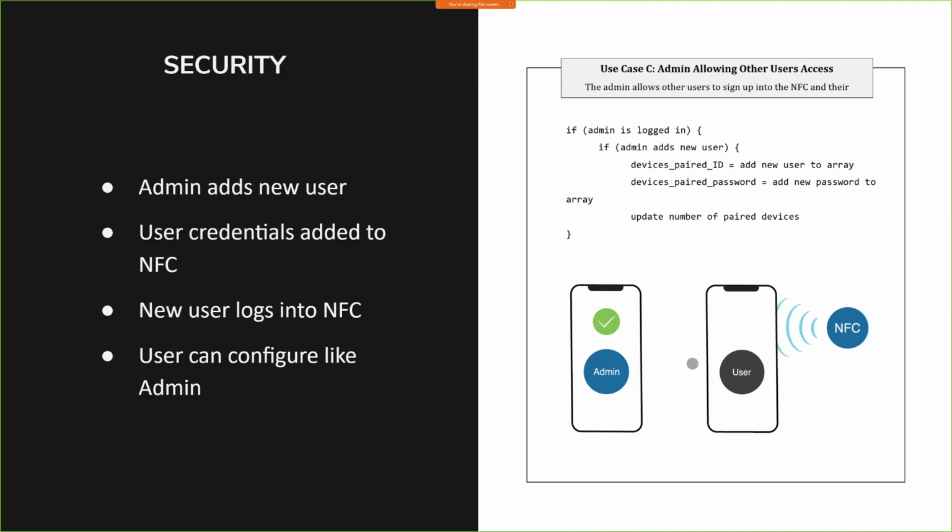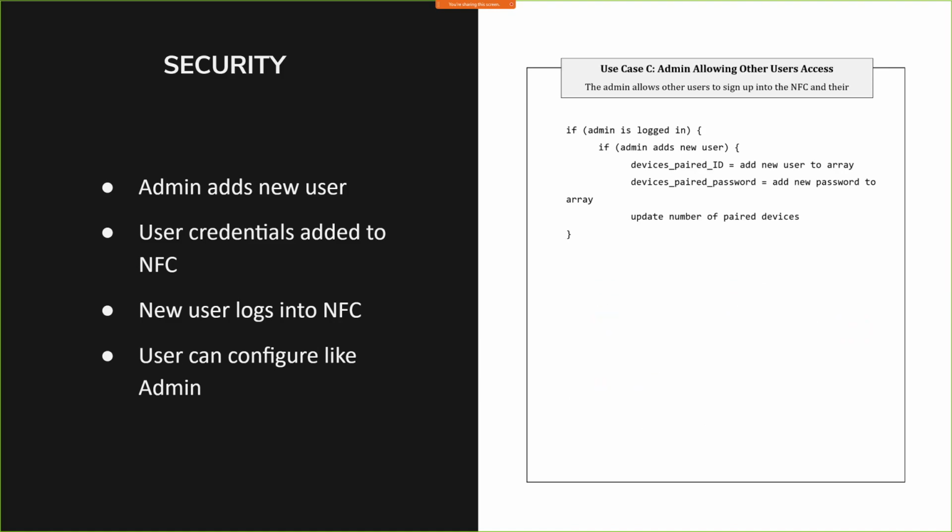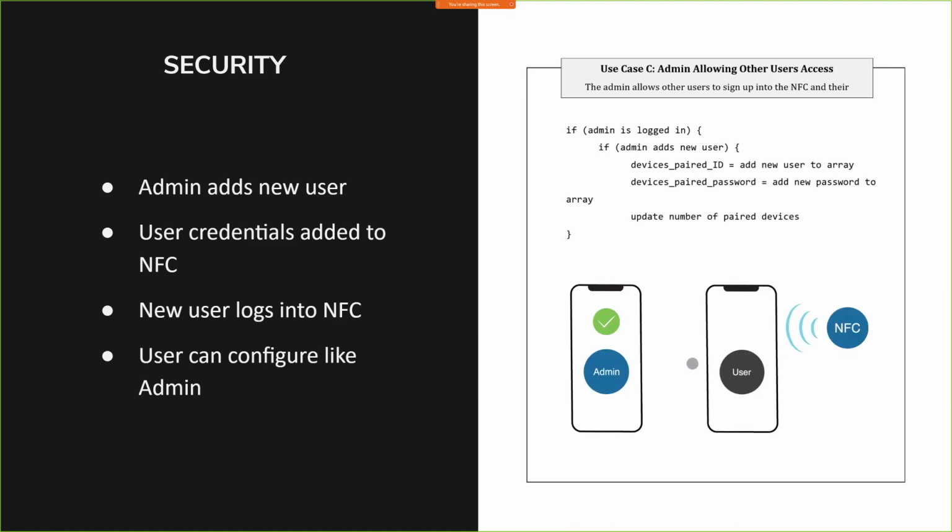Use case C demonstrates that by adding credentials to another user, the other user can then access the NFC contents as well. The pseudocode here shows how you can add a new device after verifying that the admin is logged in. This is only possible when the admin logs in. While the other users log into the device, they have all privileges of controlling that device except the privilege of adding any new users further. That capability is only allowed by the administrator.